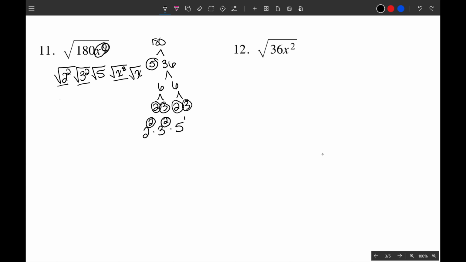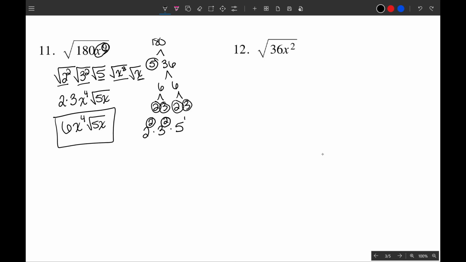The square root of 2 squared is 2, times the square root of 3 squared is 3, times the square root of x to the 8th is x to the 4th. Remember, 8 divided by 2. And then underneath I have a 5 times an x, so 5x, and then simplify. 2 times 3 gives us 6x to the 4th, square root of 5x.